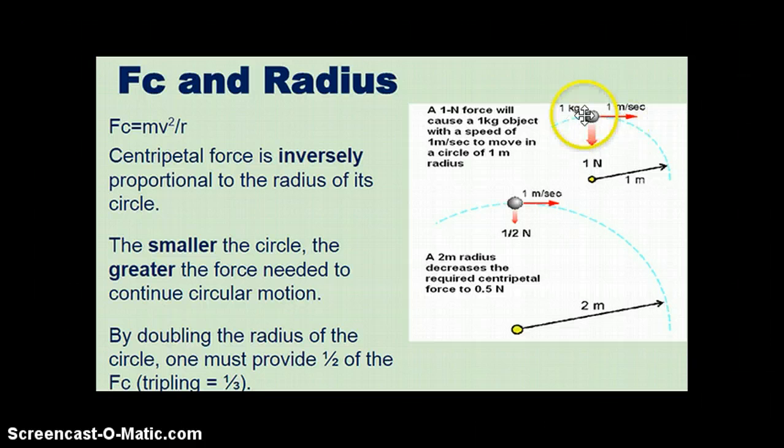So here I have the inward force, right? My centripetal force here of 1 Newton. I have a radius of 1 meter. I have a mass of 1 kilogram, and it has a velocity of 1 meter per second. If I double the radius distance to 2 meters, from 1 meter to 2 meters, a 2 meter radius decreases the required centripetal force to 0.5 newtons. So I can use these values to solve for this. So if I'm looking at this in terms of the math, we're talking both mathematically and conceptually. So let's look at the next one.